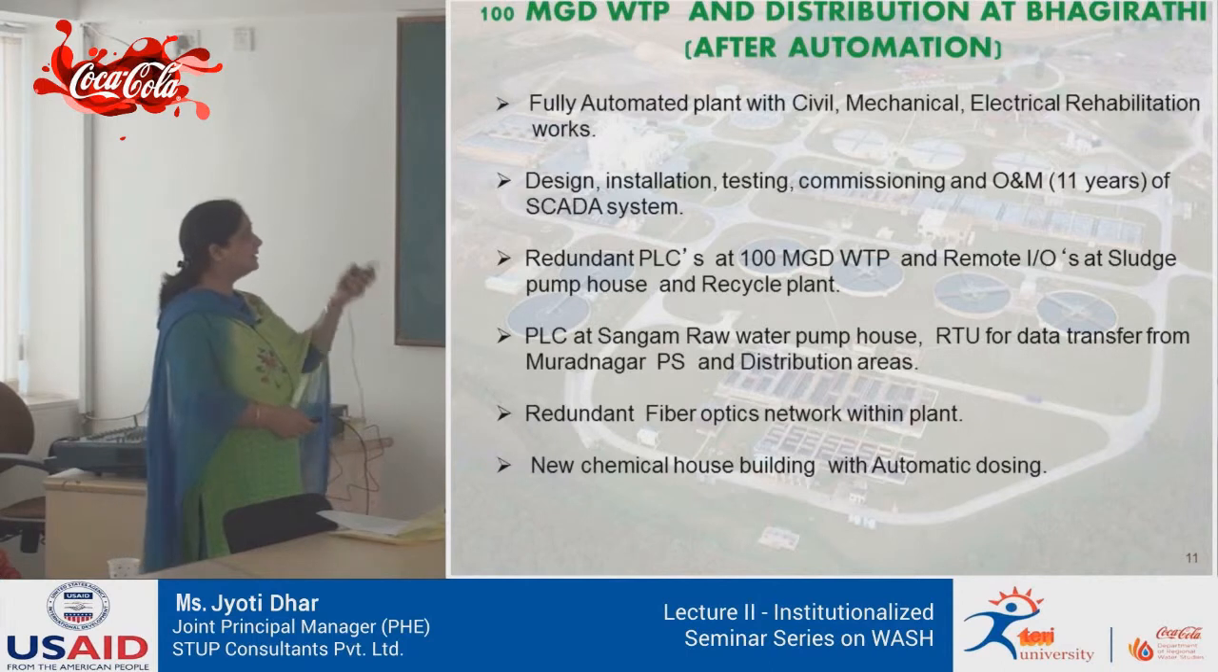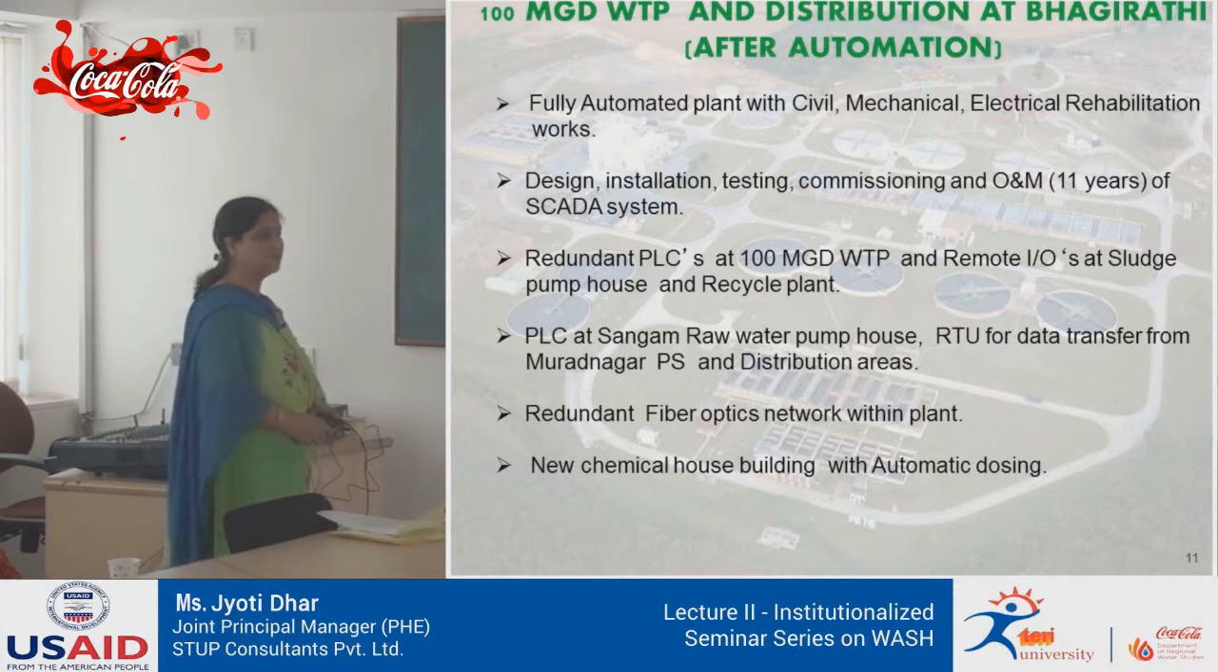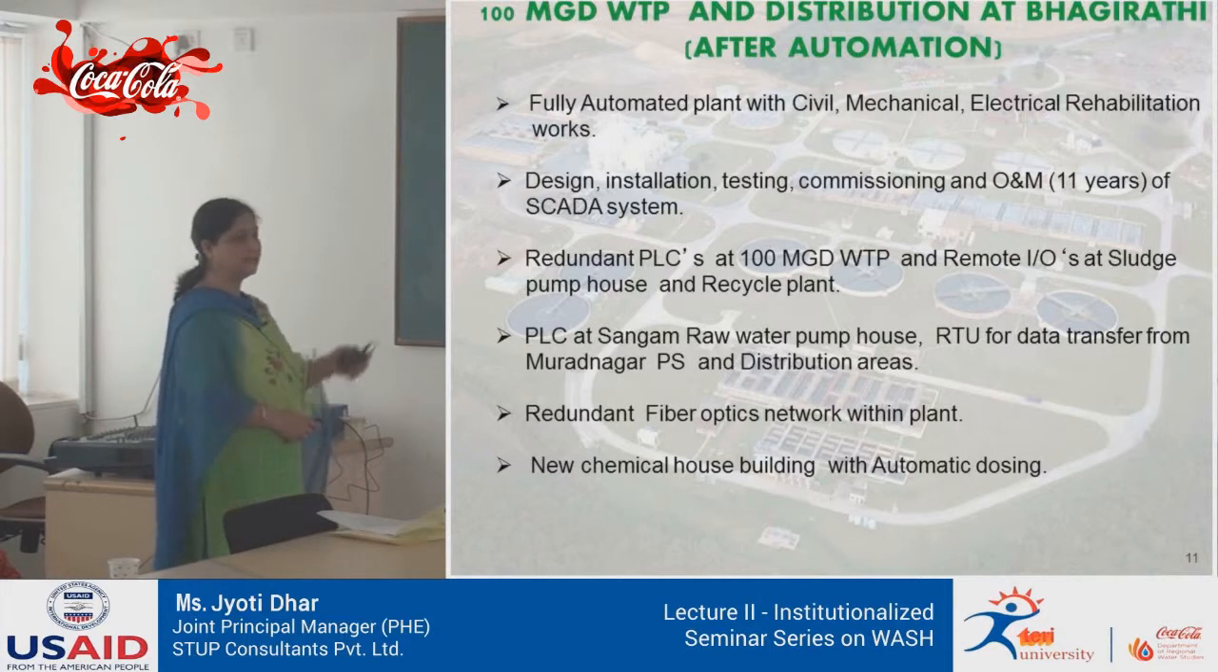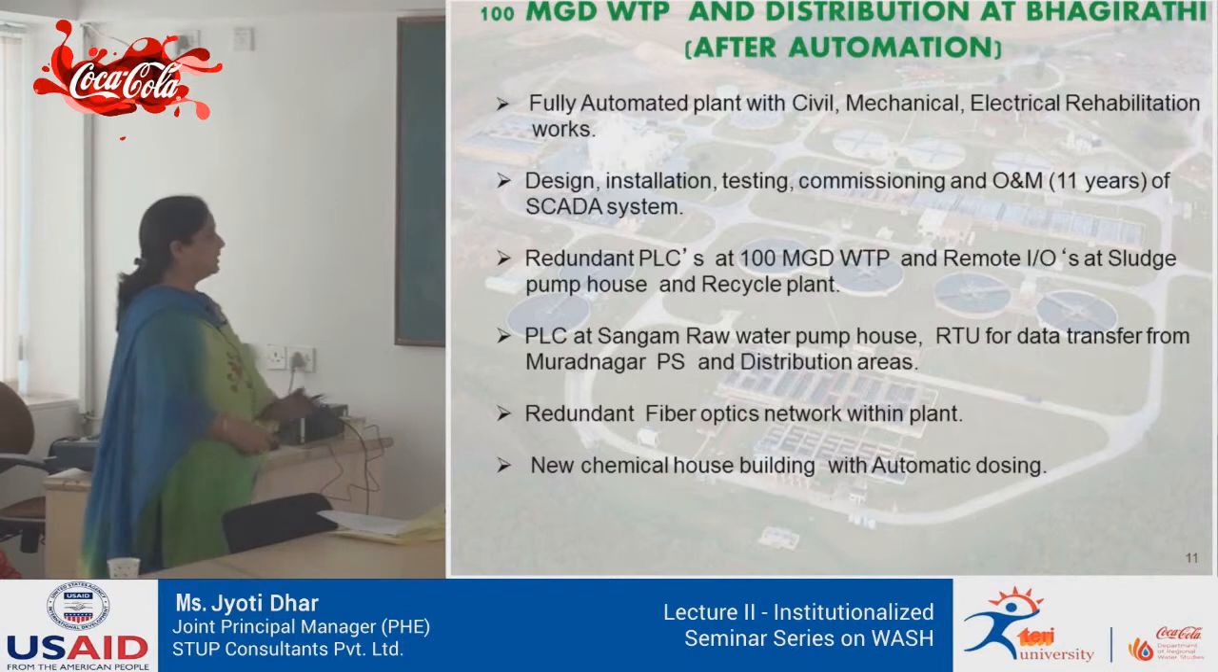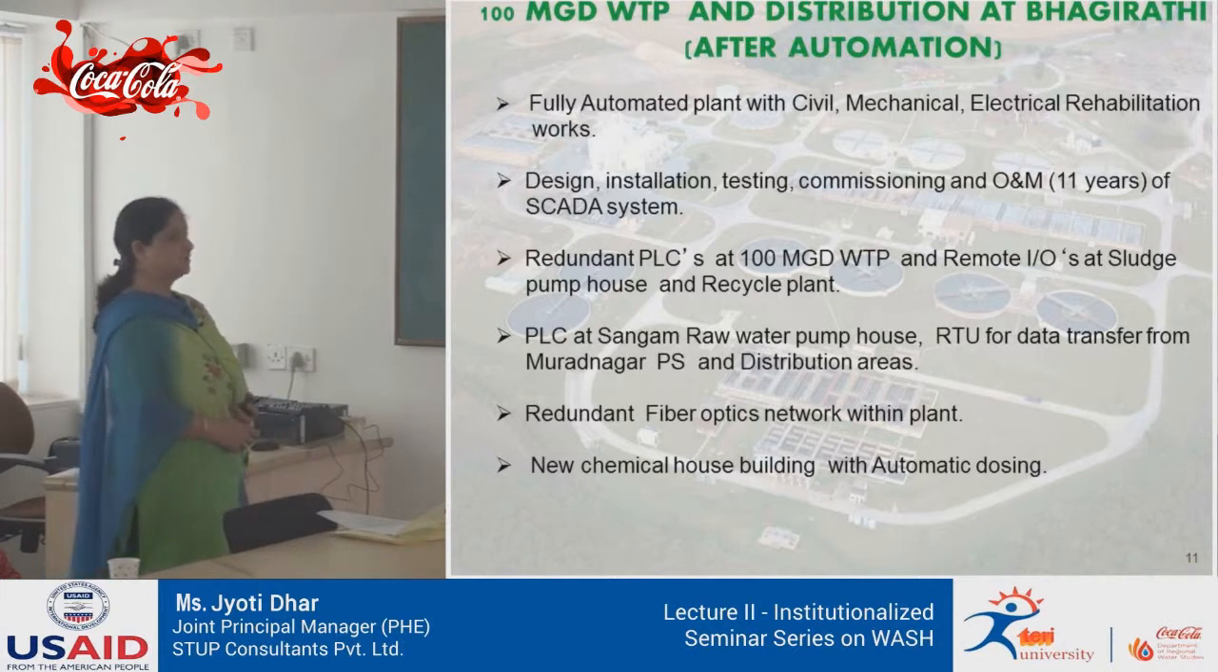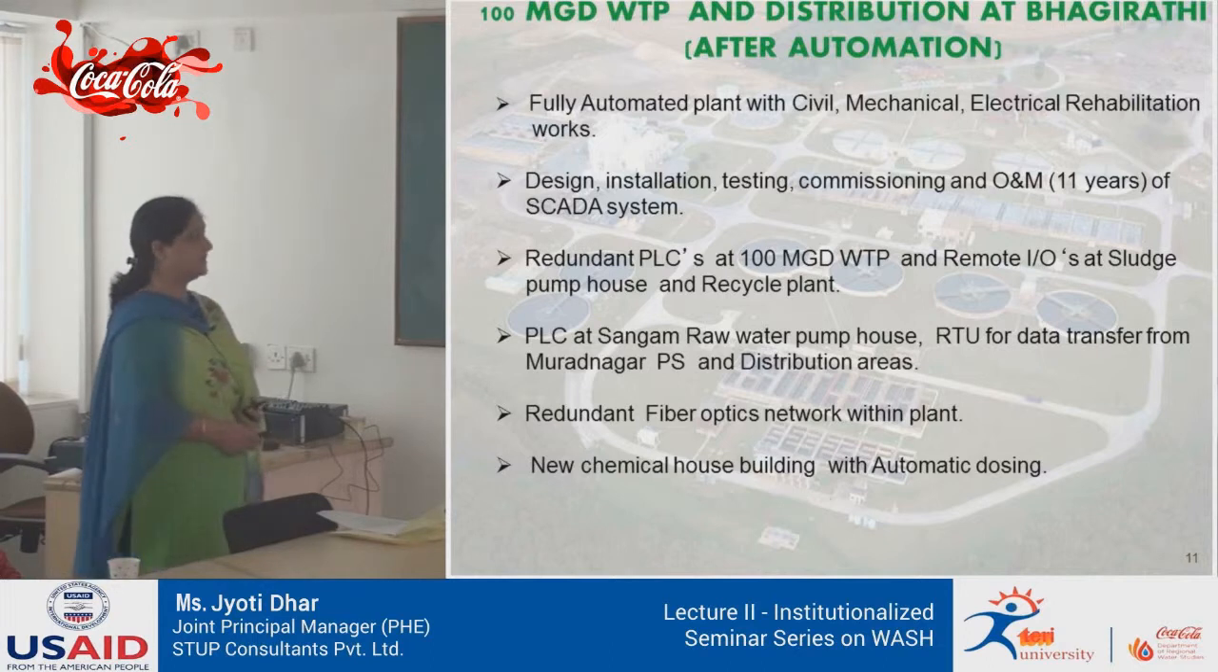Now, what we did, we made the plant automated with all the civil, mechanical, and rehabilitation works. Before, you didn't have flow measurement, pressure measurement, or process measurements. We installed all those instruments in line in the entire plant. We did the design, installation, testing, commissioning, and even the operation and maintenance for 11 years. Then you have redundant PLCs at each 100 mgd WTP, and remote IO at the sludge pump house and recycle plant.